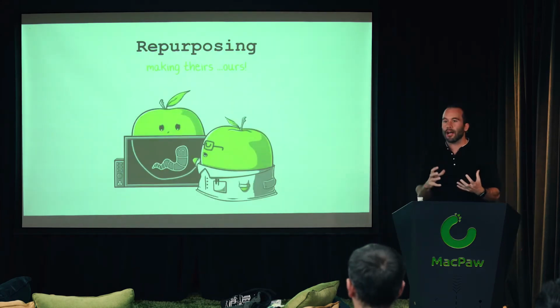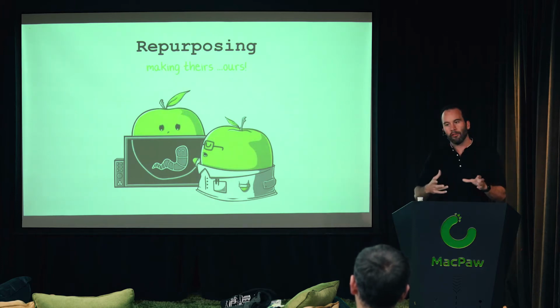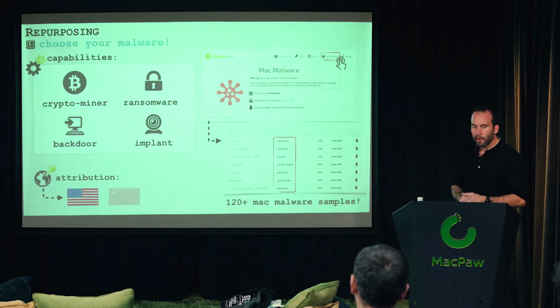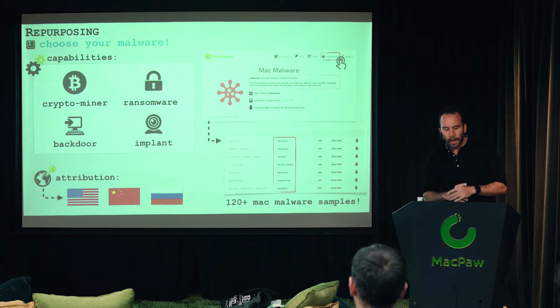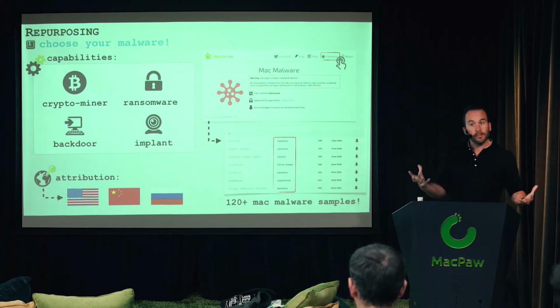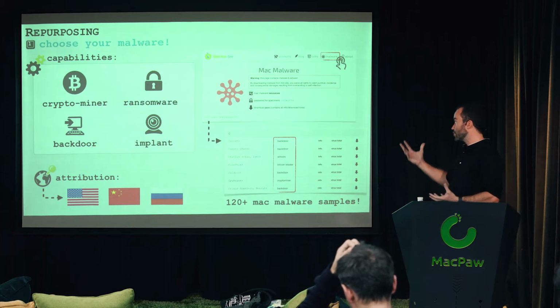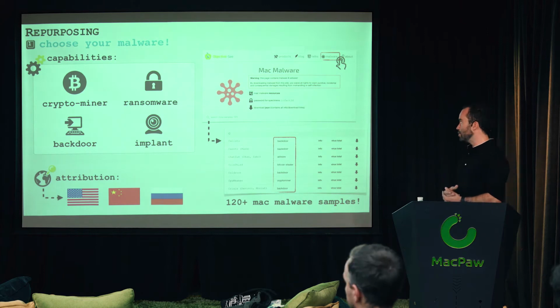All right, so now let's talk about exactly how we repurpose other people's malware with the goal of making their malware ours. So the first step is selecting what you want your malware to do. And this is based on two criteria. As I mentioned, first, you generally choose what kind of malware you're looking for. Are you looking for something to mine cryptocurrency for you? Do you want to encrypt users' files? Are you looking for a backdoor that you can deploy to new systems, or a fully featured implant?